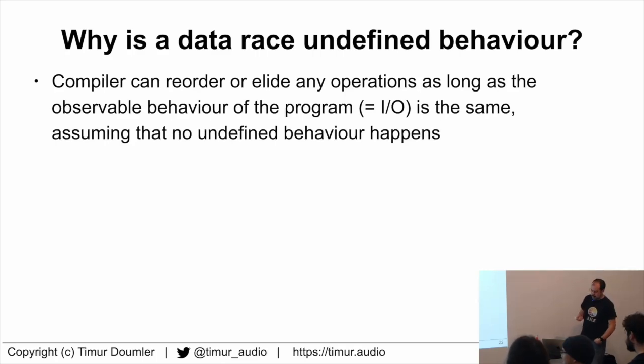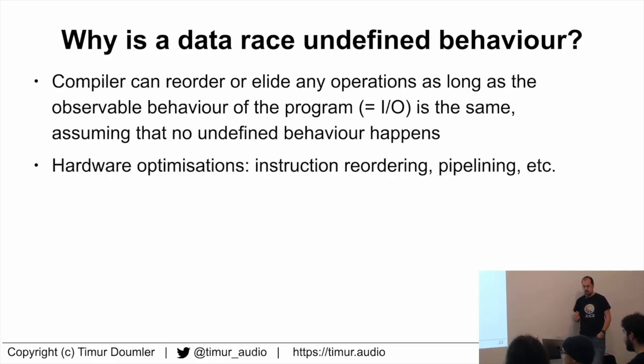But it's not just the compiler. Actually, even more importantly, this happens on the hardware level as well, right? So the modern CPUs, they have all kinds of hardware optimizations, right? They have instruction reordering in the hardware. They have pipelining where you have multiple micro instructions happening at the same time and all kinds of weird stuff. And that also assumes that there's no other thread that will be looking at this.